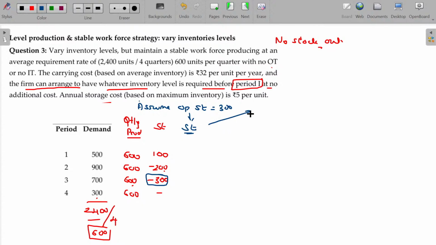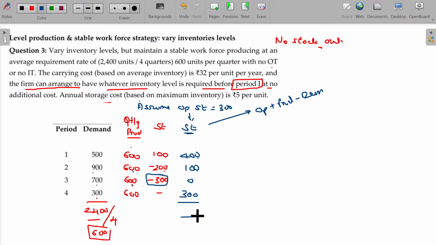Okay, the stock being opening stock plus production minus demand or supply. 100 plus 600 plus 300, 900 minus 500, 400. 400 plus 600, 1000 minus 900, 100. 600 plus 100, 700 minus 700, 0. So now you don't have the stock out scenario. 600 produced, 300 supplied, 300 you have the stock. The fourth quarter end stock 300 can be used for the next quarter.